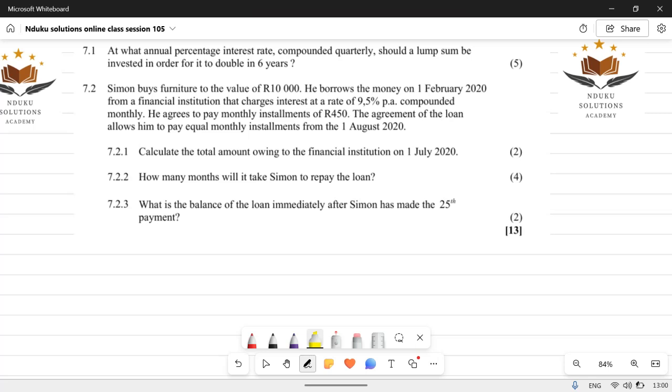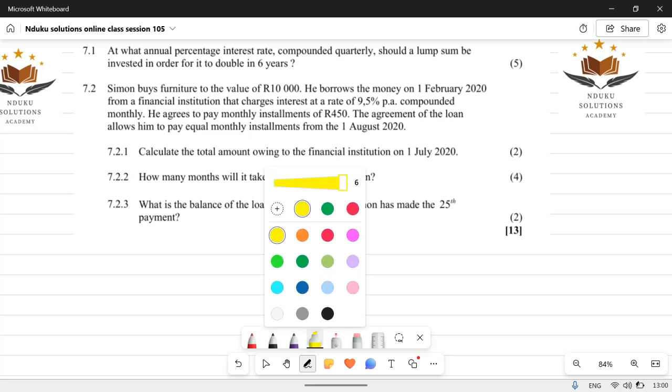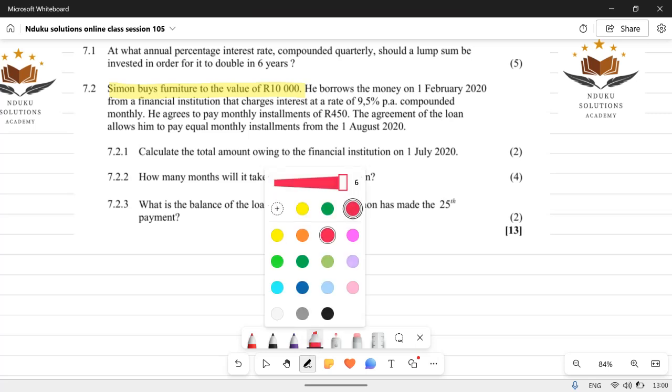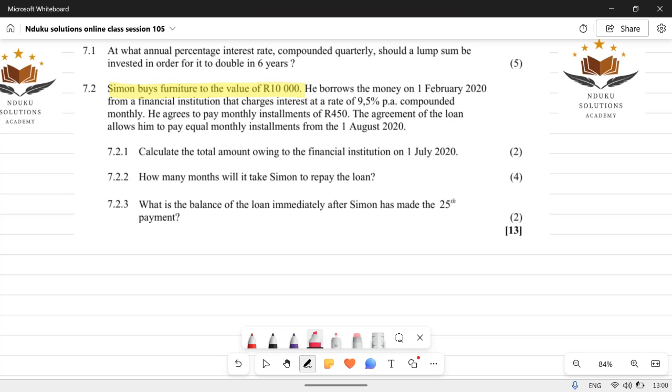So we need to divide the question into different sections of what is actually happening here. I'm going to start with this one. This is the first part. Someone buys furniture to the value of 10,000. That's the amount that someone is going to pay for the furniture in a shop. It has nothing to do with the bank for now. And then he goes to the bank. It's a different story now, a different institution, to borrow money.